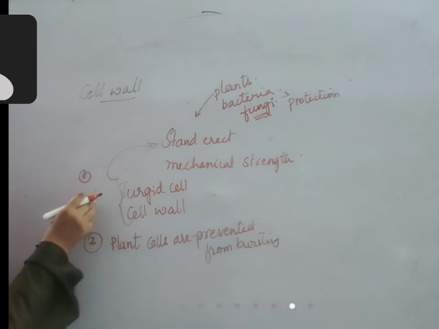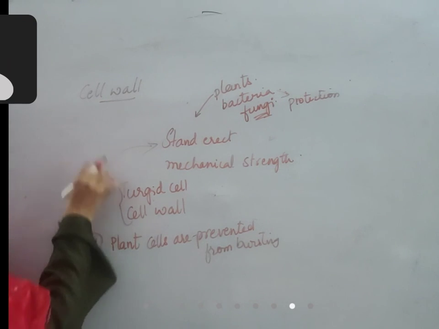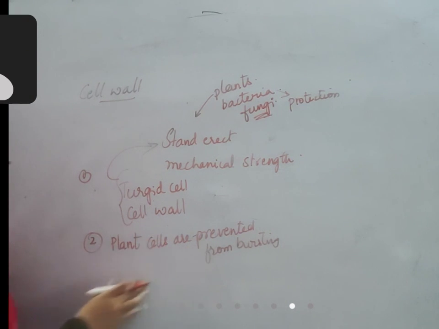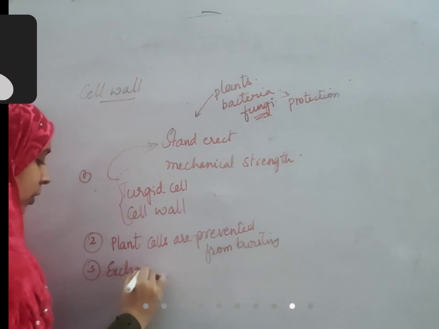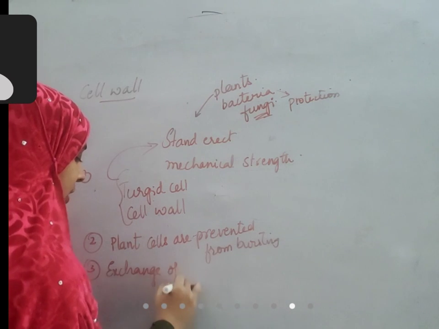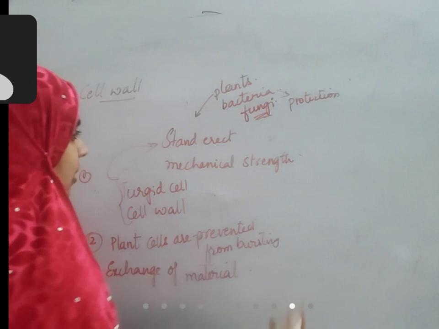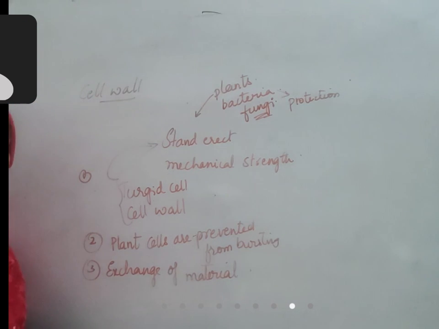so meanwhile, we have also discussed the functions of cell wall. It helps the plant to stand straight. It helps the plants from bursting. It also is porous. Since it is porous, I told you already, it helps in exchange of material also. Exchange of material also is done by this cell wall. Right?